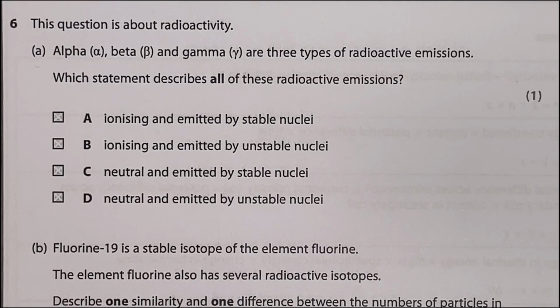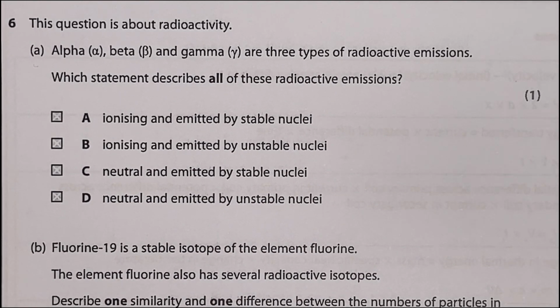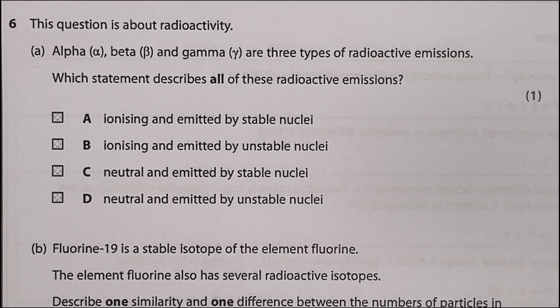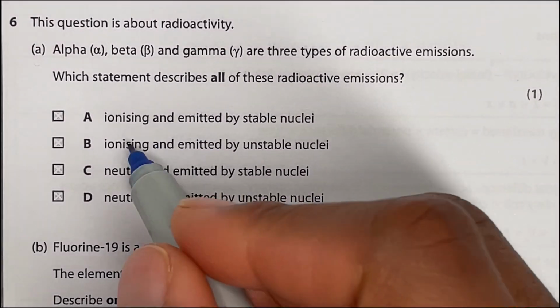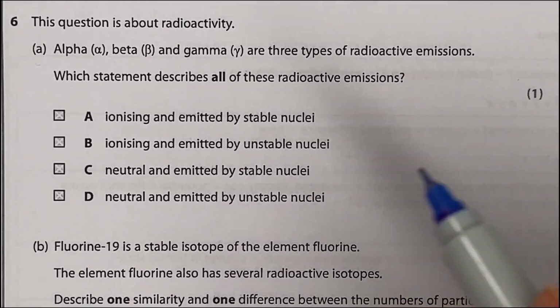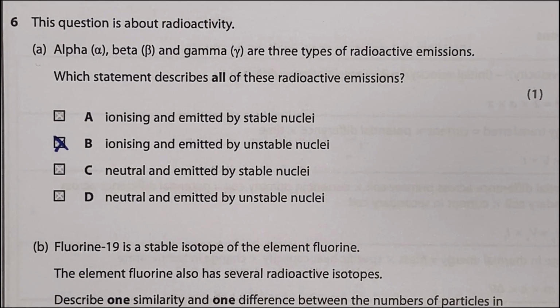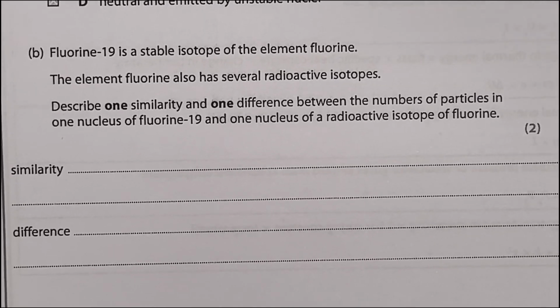This question is about radioactivity. Alpha, beta, and gamma are 3 types of radioactive emission. Which statement describes all of this radiation emission? Ionizing and emitted by stable nuclei? Radiations are emitted by unstable nuclei. So ionizing and emitted by unstable nuclei, so that will be this. They have to be unstable to emit a radioactive emission, so they can become stable.